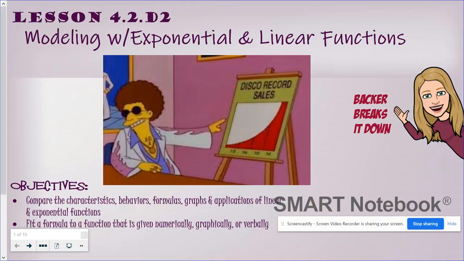In this episode, we are going to be modeling with exponential and linear functions. I know what you're thinking. How do you know whether you should write an exponential or a linear function? And that's a really good question.